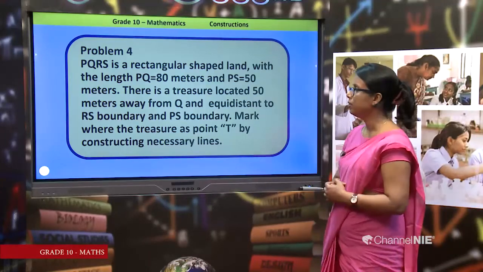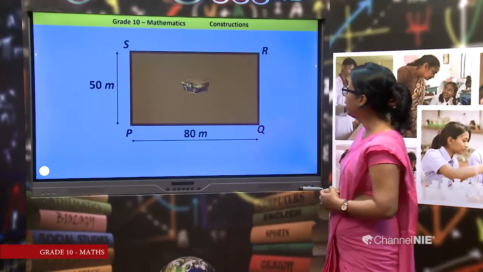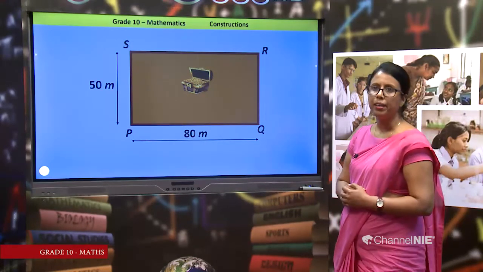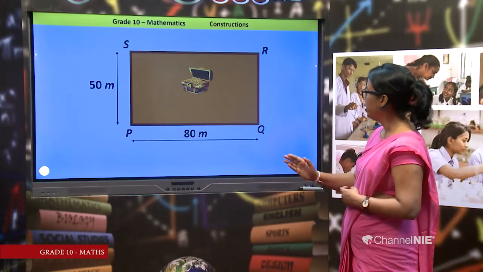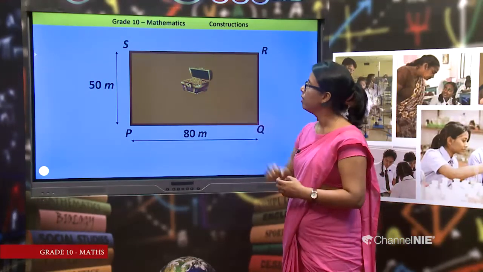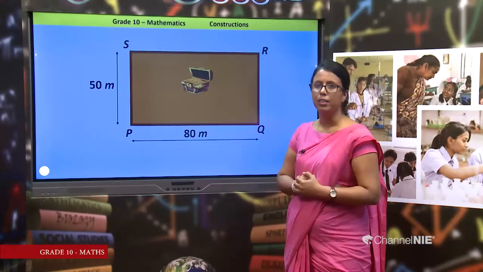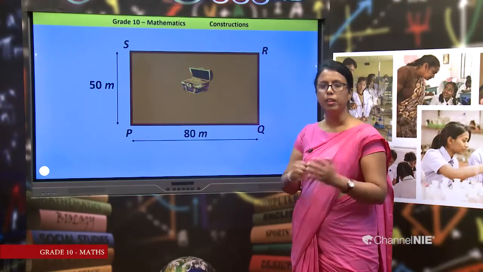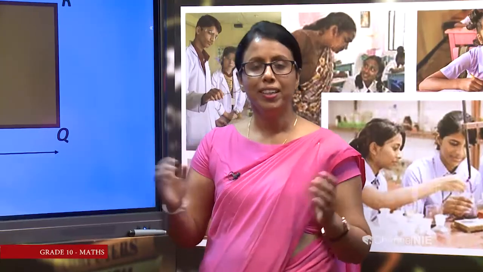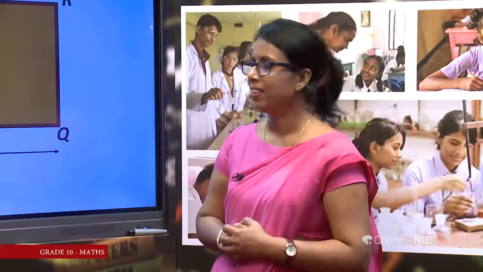After reading this question, you can sketch this. PQRS is a rectangular shaped land. PQ is 80 meters. PS is 50 meters. Somewhere there is a treasure. So, using your construction knowledge, we have to find this. Using the construction lesson, let's find the treasure place.